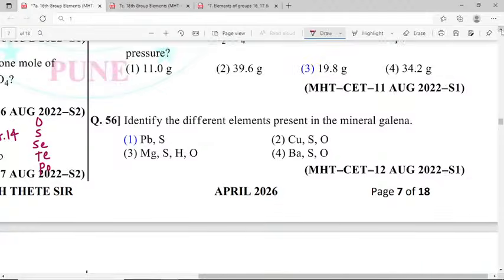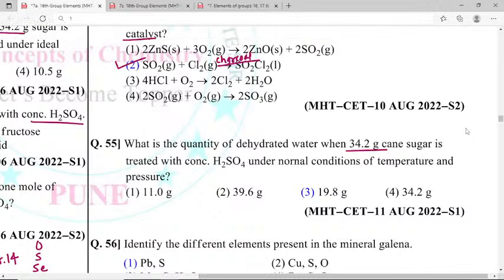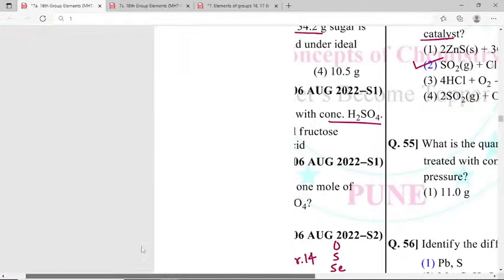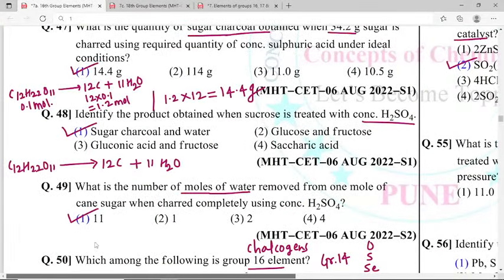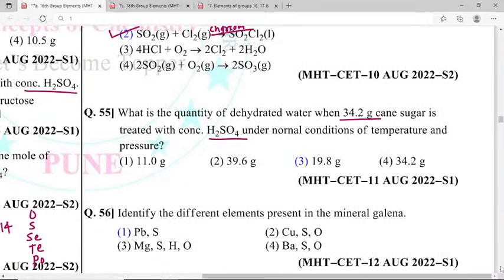Next question. Again, one of the numericals. What is the quantity of dehydrated water when 34.2 gram cane sugar is reacted with H2SO4 under normal temperature? That's the same question, just like question number 48. So C12H22O11 gives 12C plus 11 water. Same numerical, different data.